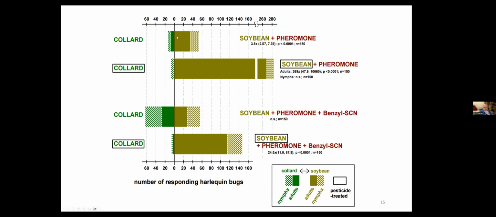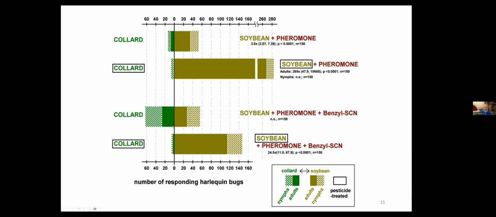And if you can see, when we did that, just like our first trial that I showed on the previous slide, we were able to fool the Harlequin bug to go to soybean. But if we poisoned it, we got 269 times the response that we did on the collard versus 3.8. So you can see a lot of them are arriving and then leaving. And what does that say? It says if you're going to use a trap crop that's not a very good host, you better knock them dead right then, because you're going to have a lot departing.